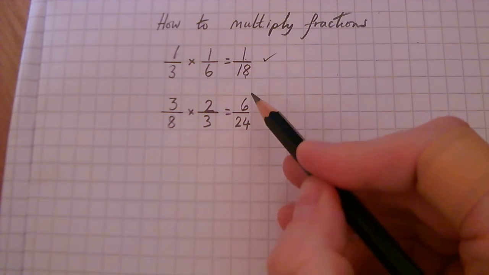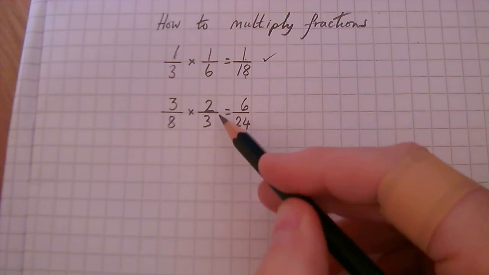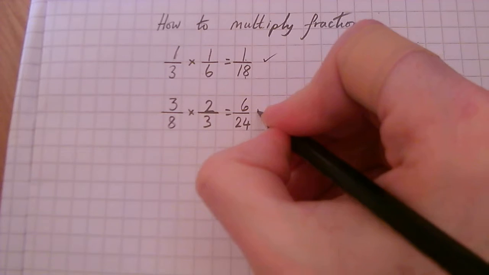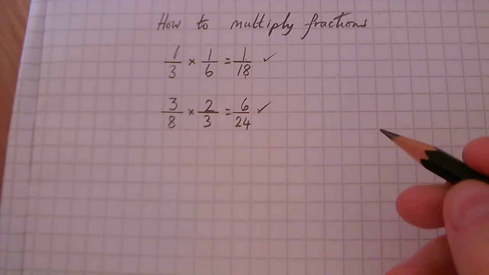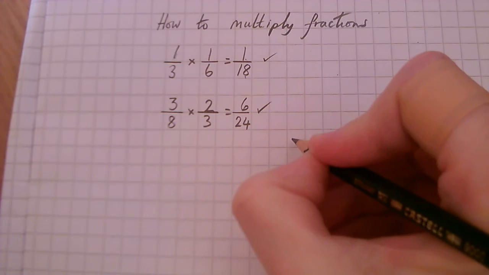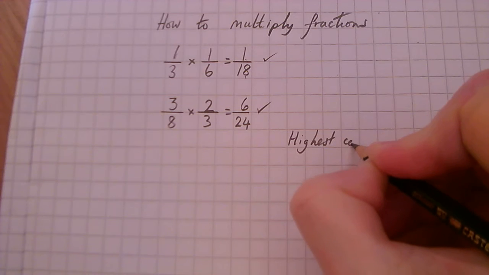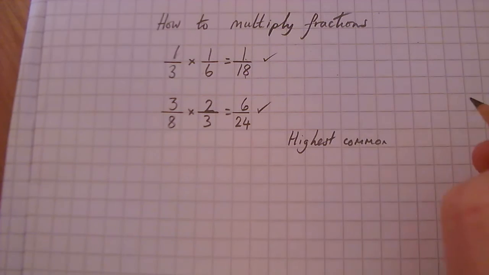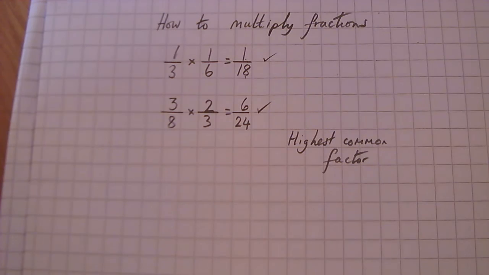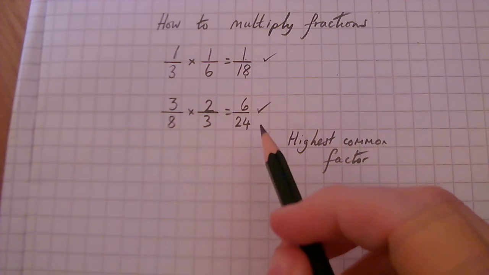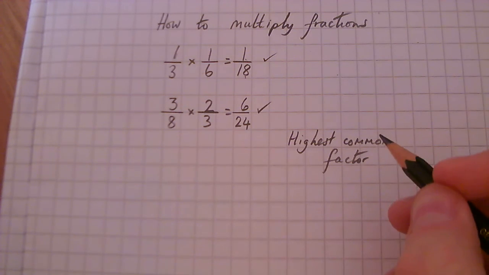Now, for this answer, we can simplify. This is correct, but we're just going to simplify it to give our answer in its simplest form. So a reminder of how to do that is we need to find the highest common factor. So remember, first of all, a factor is a number that divides exactly by another number without leaving a remainder.